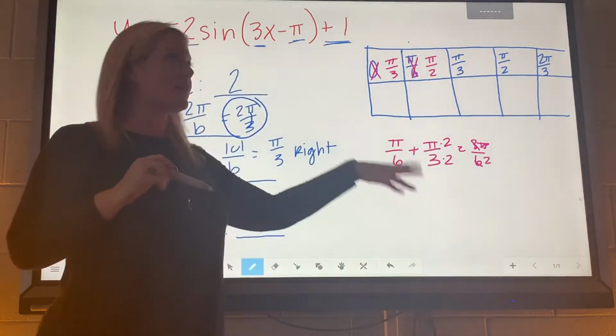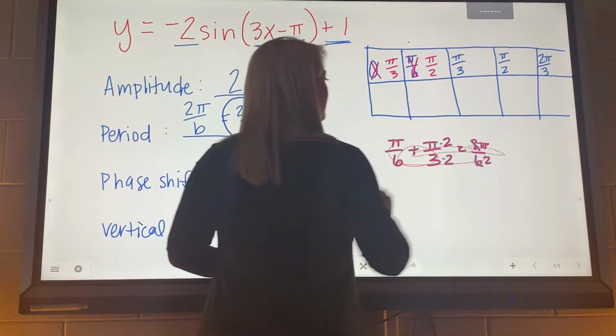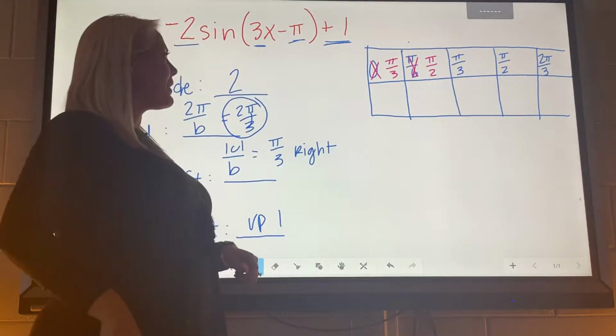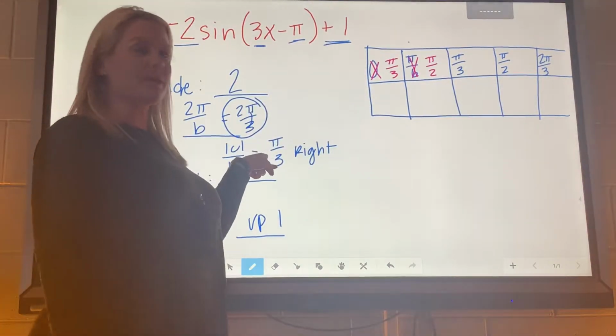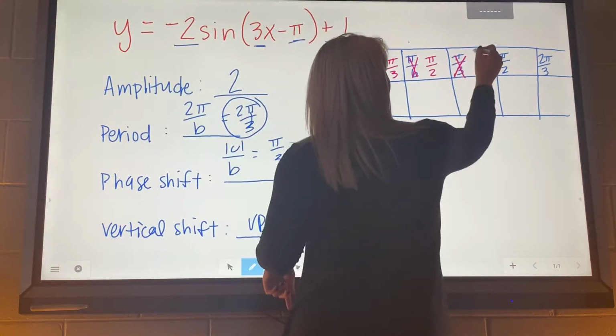Okay, so that's the work that I'm doing for that. All right, so the next one will be a little bit easier. So I am taking pi over 3 and adding pi over 3 to it. Those already have a common denominator, so that's just going to be 2 pi over 3.